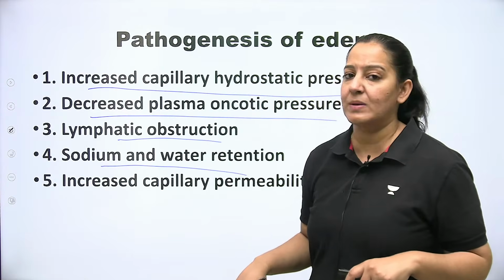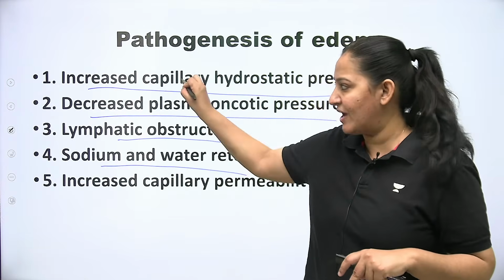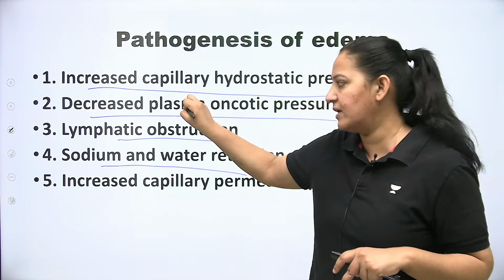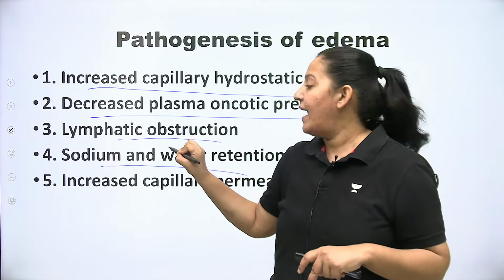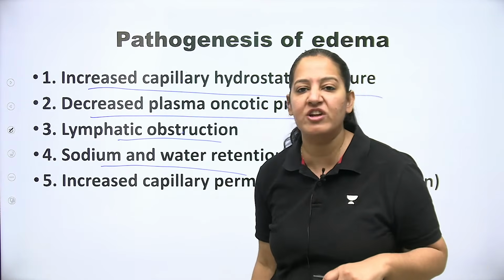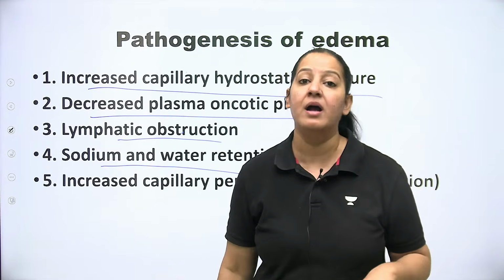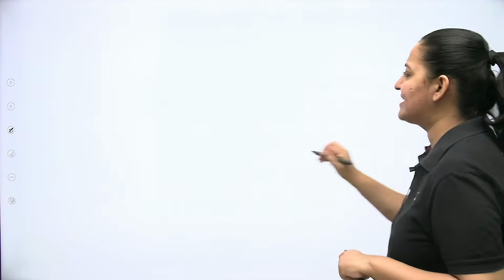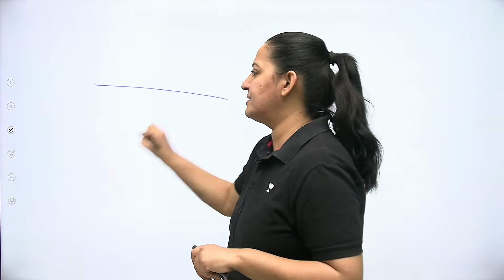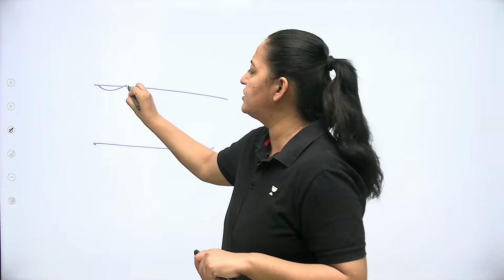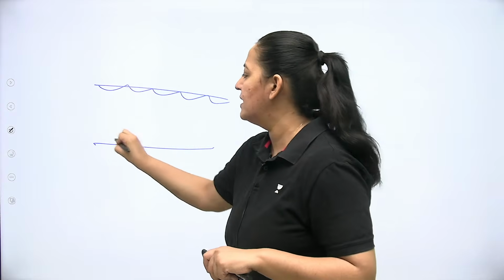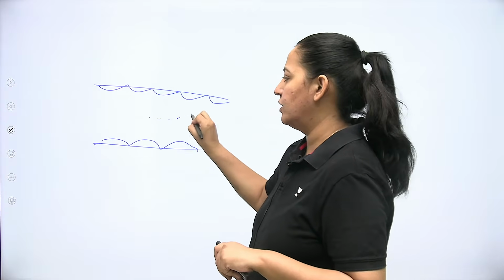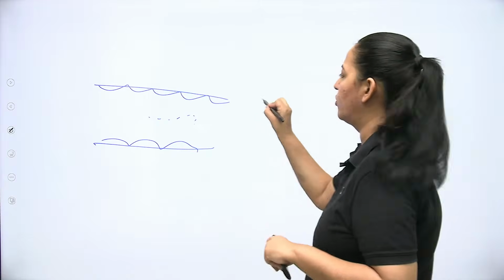And the fifth and the last one. Sometimes this is also not the reason. Pressures are normal, outward is normal, inward is normal, lymphatics are open, and kidneys are normal. Sodium water retention is not there. Still the patient can have edema. The last reason is increased capillary permeability. What do you mean by increased capillary permeability? Normal capillaries are continuous. The endothelial lining is continuous, so fluid and protein do not go out.